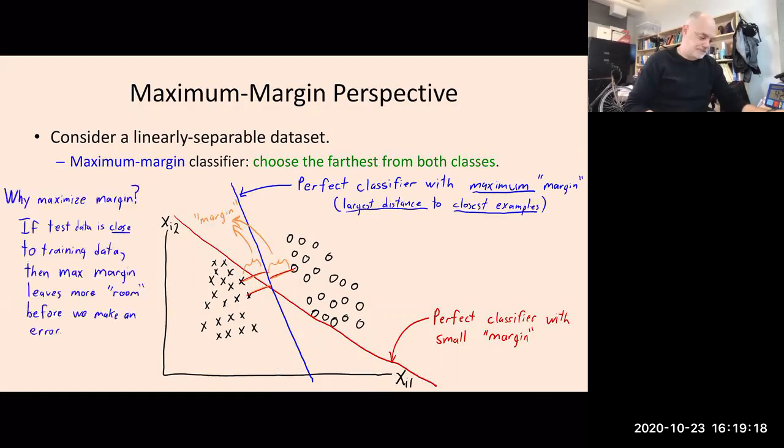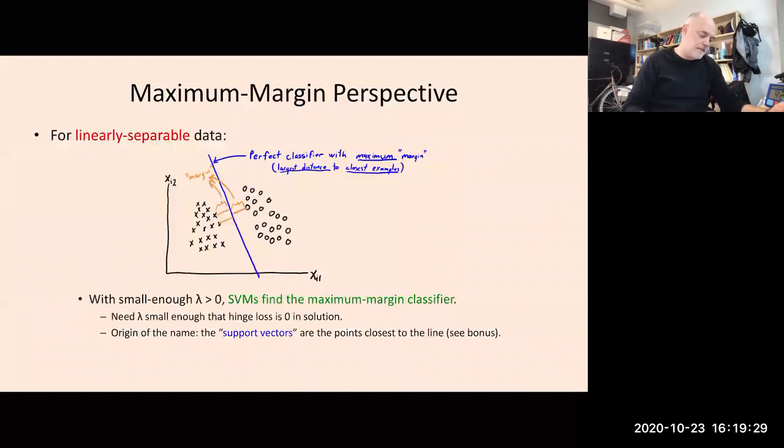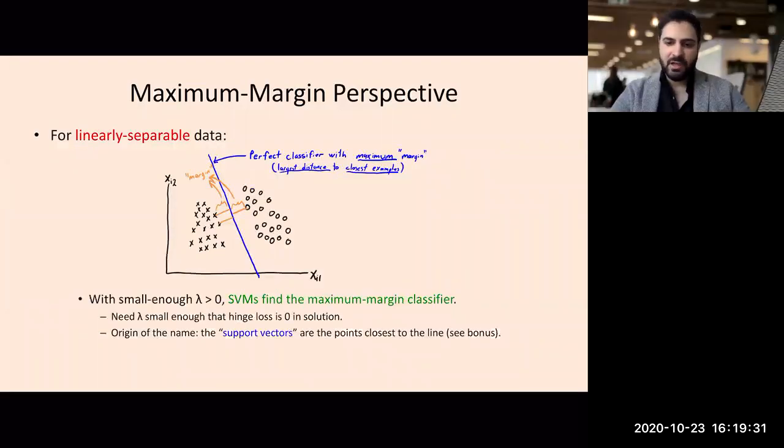Okay. So why should we maximize the margin, or why should we care about methods that maximize the margin? It's what I've already said. If the test data is close to the training data, then the max margin leaves more room before we make an error. Okay. Wouldn't this make the regression line more sensitive to changes like error data?